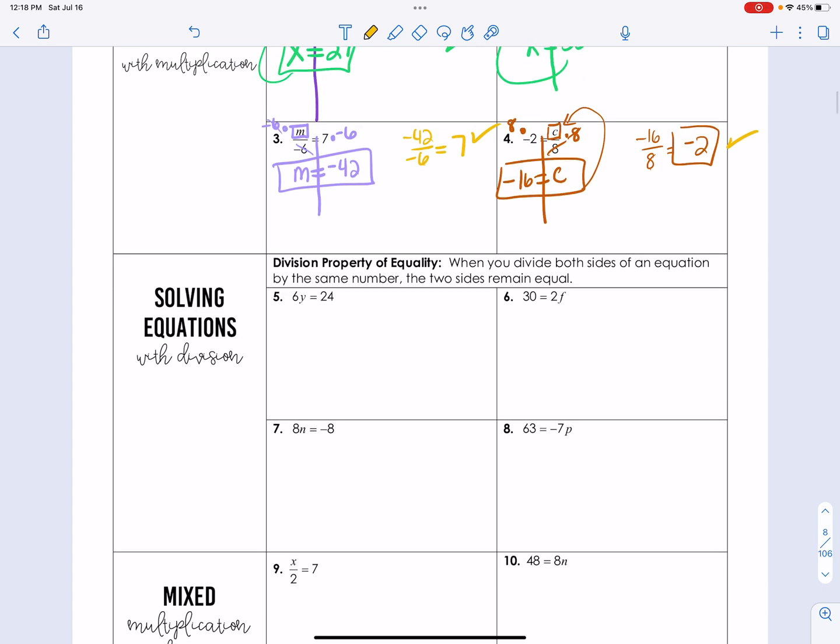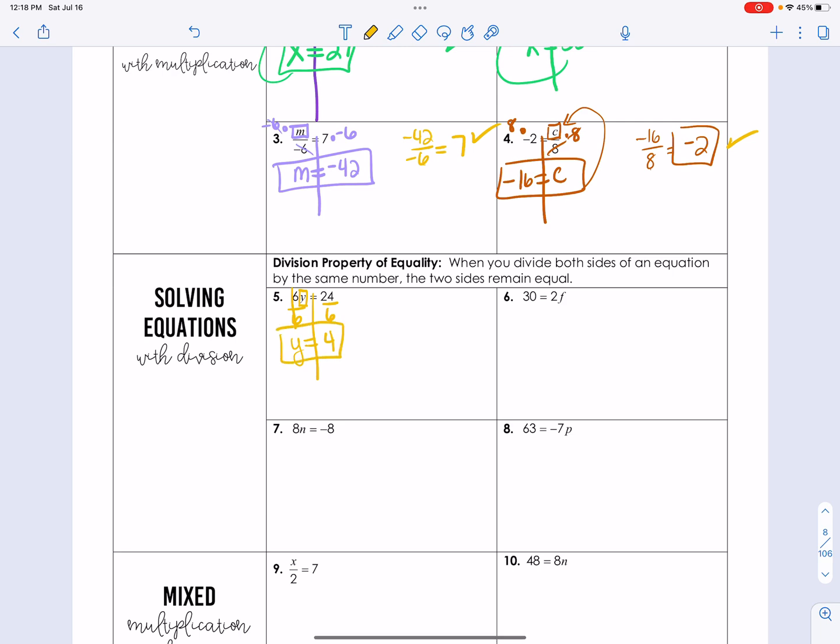Okay, so on the next one, I'm going to do the opposite operation. So again, I'm boxing my variable. It's right there. What is the opposite operation of multiplying by 6? Because when it's next to it, it's saying you times. So that's saying 6 times y. There's no sign there. So when there is no sign, you're going to assume that it's multiplication. So how would I undo timesing by 6? I'm going to divide both sides by 6, because 6 divided by 6 is 1, and I get y equals 4.